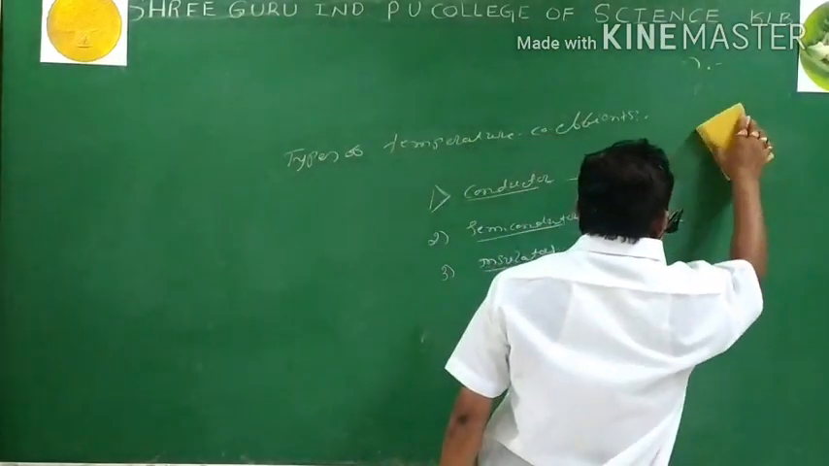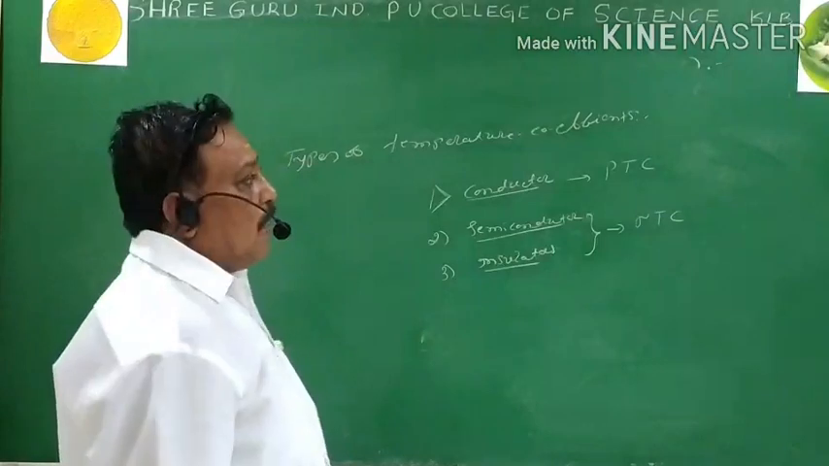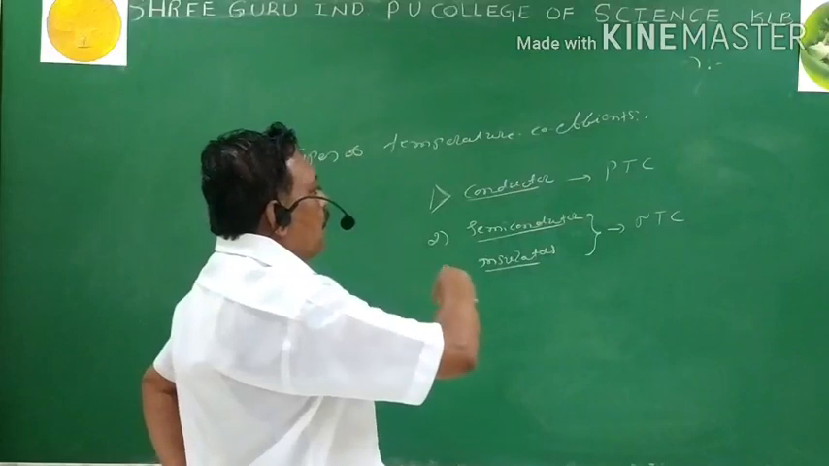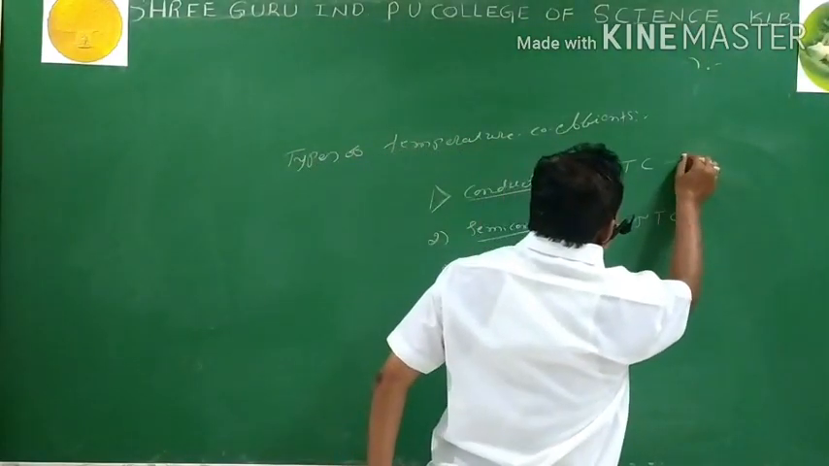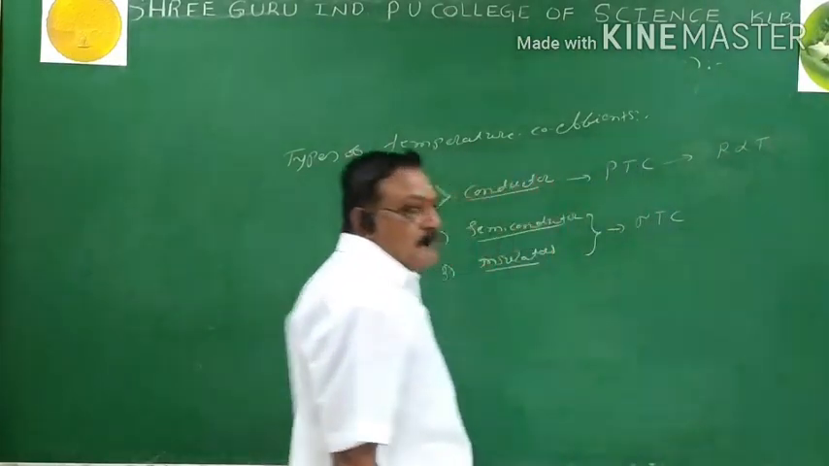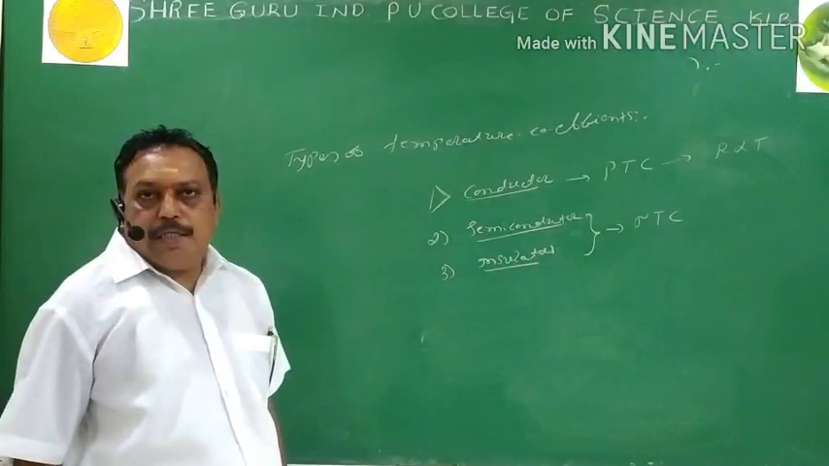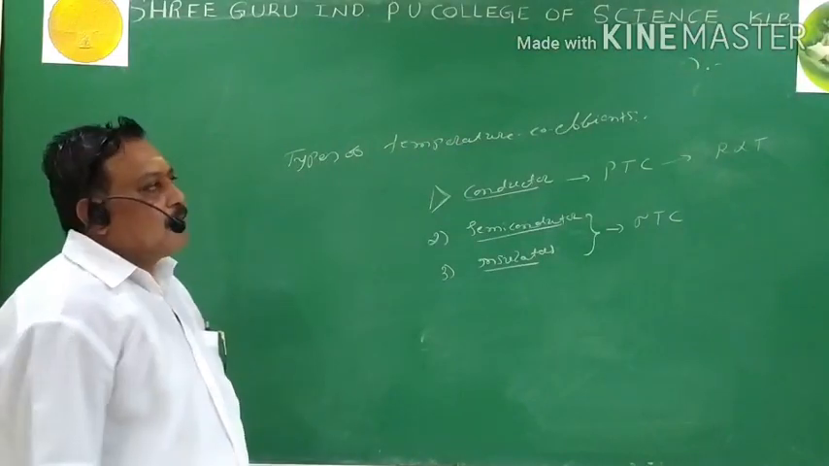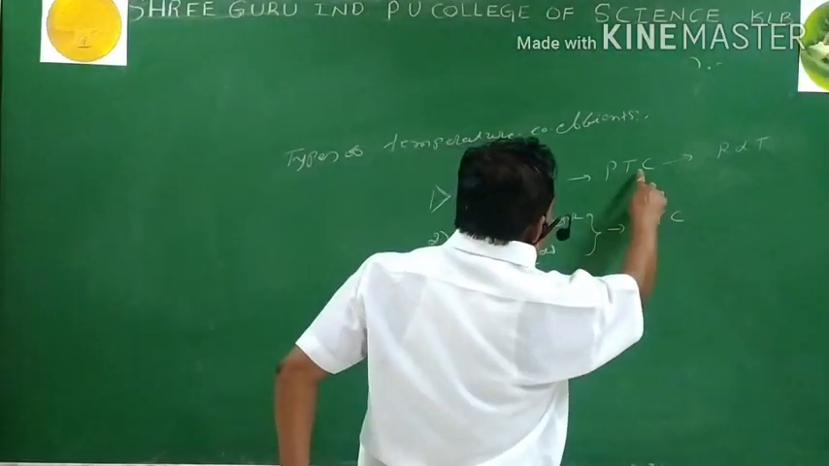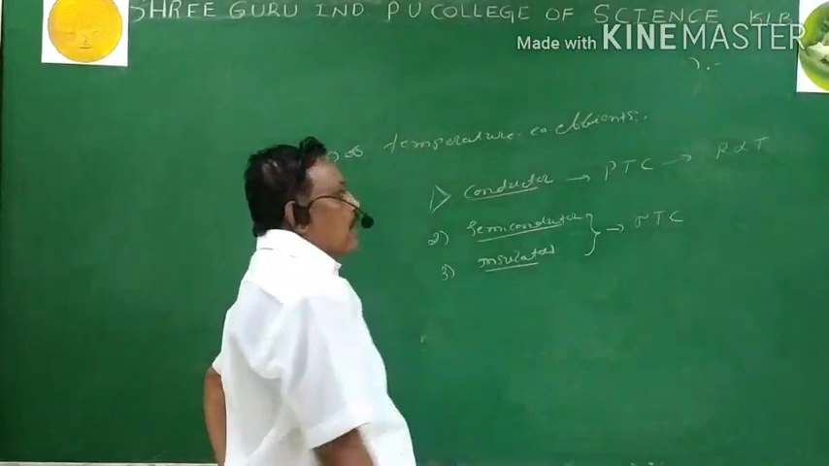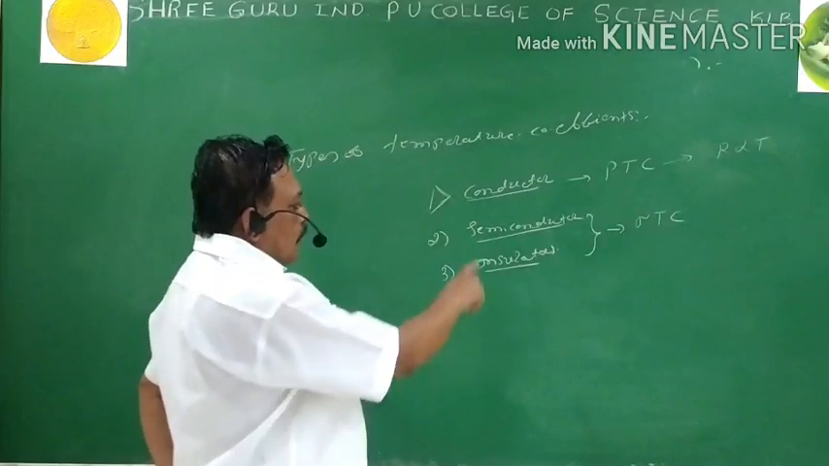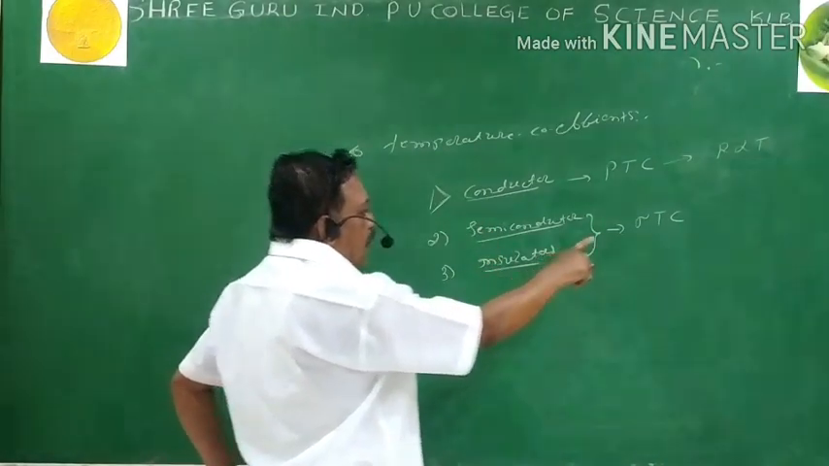On what basis are they classified? It is the relation between the resistance and temperature. On that basis we have classified the materials into two types. For the positive temperature coefficient, the resistance of the conductor is directly proportional to temperature. Already I have said it. As the temperature increases, the resistance of the conductor also increases. So these materials are positive temperature coefficient materials, and conductors belong to positive temperature coefficient materials. Then semiconductors and insulators belong to negative temperature coefficient.